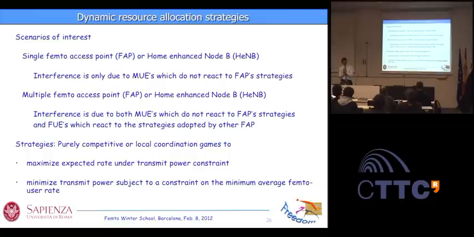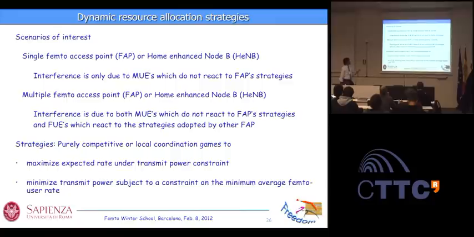The other scenario occurs when we have multiple femto-access points. Why? Because in that case, one femto-access point will learn and adapt consequently, but then also the other femto-access points will react to this decision, and so on. So this will create a dynamic mechanism, and you want to find out if this population of femto-access points will converge to an equilibrium.